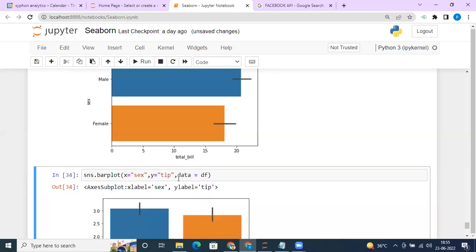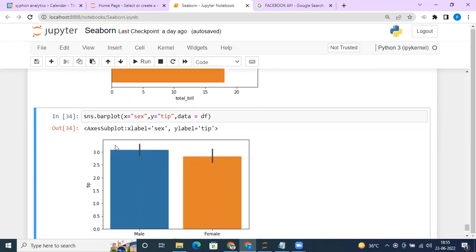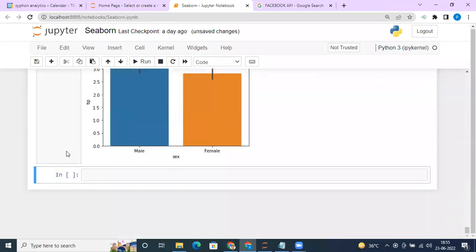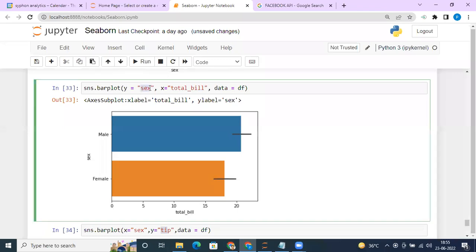Data is equal to df. See, again, the males paid more tip. This is the average that you are seeing here, the average tip paid, or the mean tip paid. Again, the tip paid by the males is higher in comparison to the tip paid by the females. So any categorical column and any numeric column, you can pick up here in the bar plot. One is category, one is your numeric column. See here also, one is category, one is your numeric column.